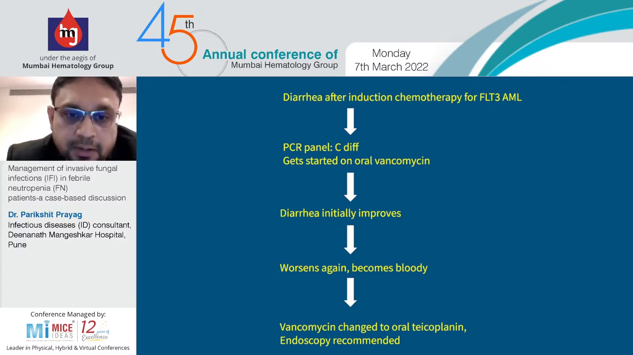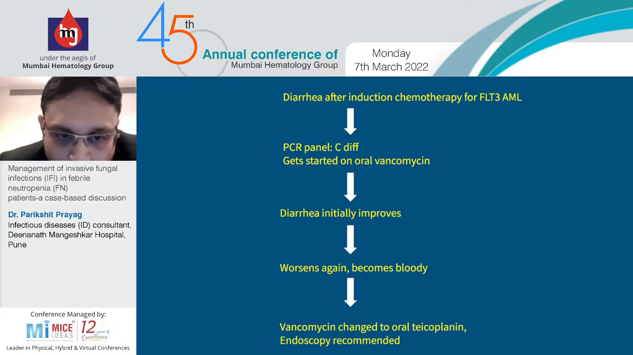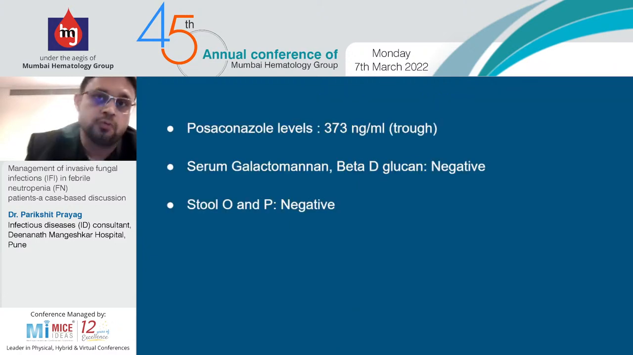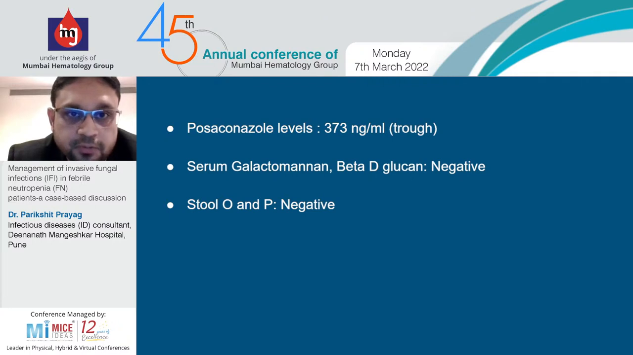This is the point where an infectious disease reference is placed. And then the vancomycin is changed to oral teicoplanin. And we recommend an endoscopy for him because we need to look beyond Clostridium difficile for two reasons. He had high grade fevers and he had bloody diarrhea, both of which are a little unusual for a pure Clostridium difficile associated diarrhea.